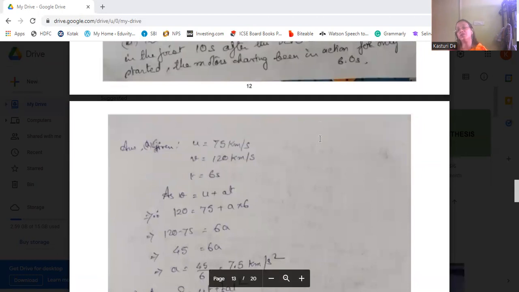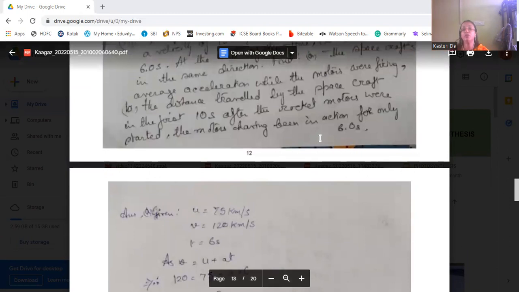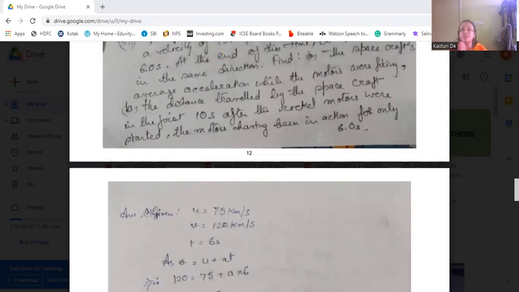So given is u is 75 kilometers per second and v is 120 kilometers per second, and time is 6 seconds. So v = u + at. For this we can find a, that is 7.5 kilometers per second square. This is the acceleration. Now the second portion: we need to find the distance it has traveled in the first 10 seconds.